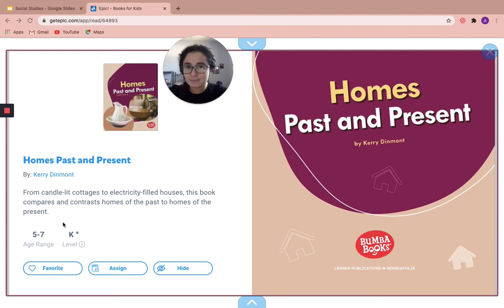I think in this book we are going to read about houses and homes, what they used to look like and how they used to be built a long time ago, and also how homes and houses are built today in the present. But let's start reading and be on the lookout for our 4 vocabulary words. Okay, let's begin.